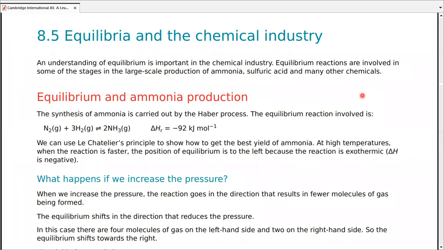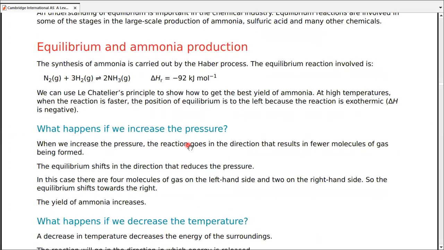Now, understanding of equilibria is very important for the chemical industry. Our old past example, we have discussed this example a lot of times before, and we're going to do the same over here. So equilibrium and ammonia production. Ammonia is usually carried out by the Haber process. This is nitrogen and hydrogen reacting to form ammonia. The equation is right in front of you, and it also tells you that the heat of reaction and enthalpy change for this reaction is negative 92 kilojoule per mole, which means it is an exothermic reaction. Now, Le Chatelier's principle tells us how to get the best yield of ammonia for this specific reaction.